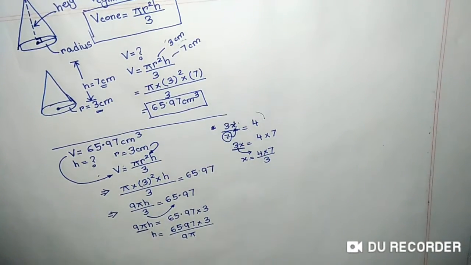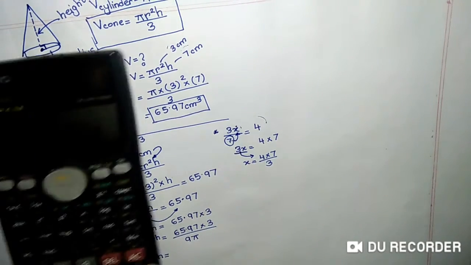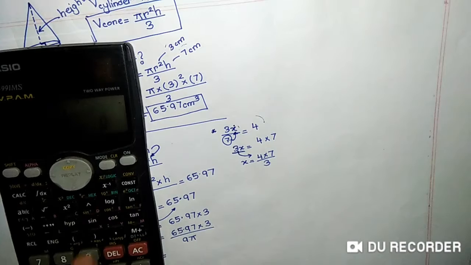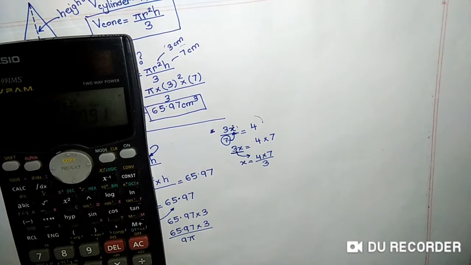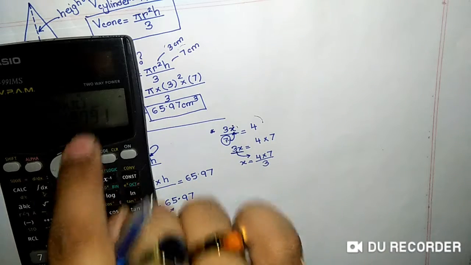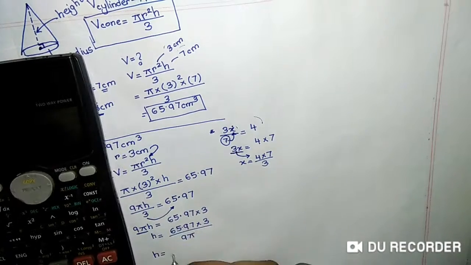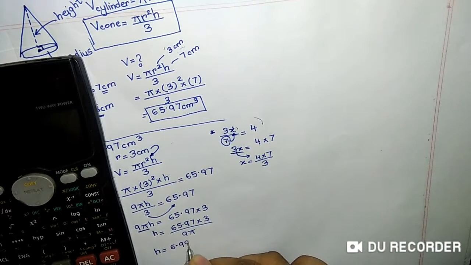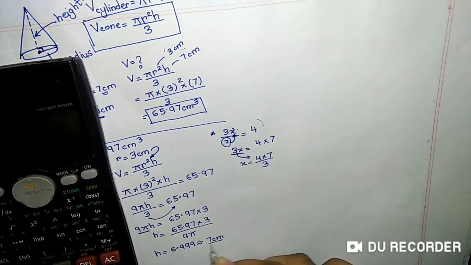Now as we insert this value in the calculator, we are going to find the height. So let us check how this works. 65.97 times 3 divided by 9 times pi. Make sure you use a bracket whenever using 9 times pi. So you see the answer is coming out to be 6.999, which is very close to your 7 centimeter.